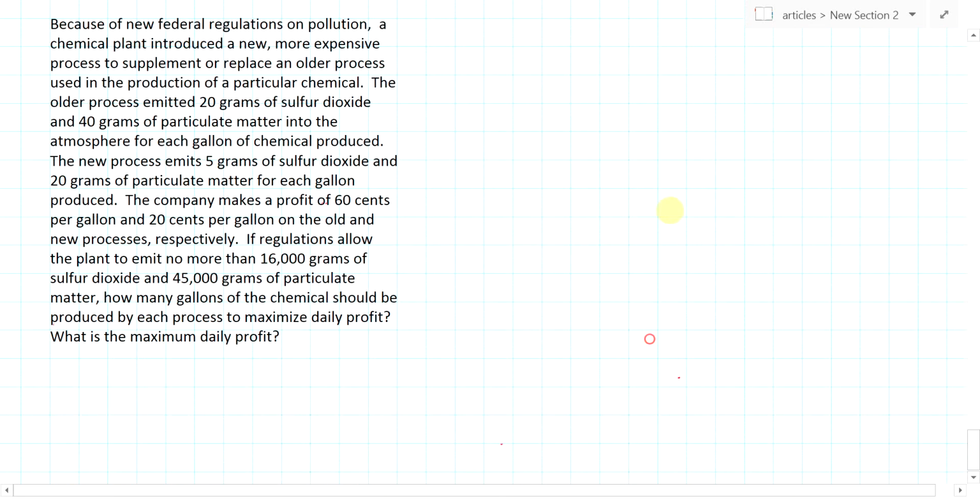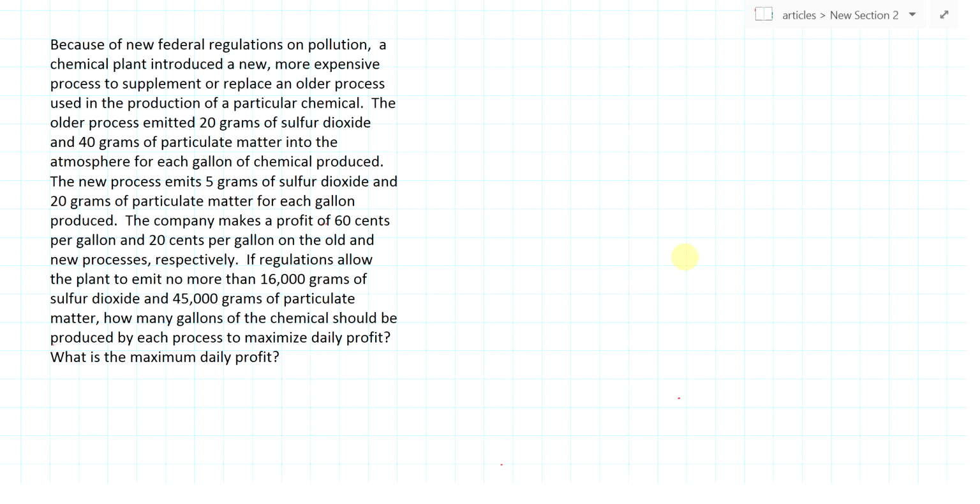Now, looking at our giant word problem here, it becomes a question of, well, how do we go from this huge word problem to using the graphing techniques to be able to answer it. So, because of the new federal regulations on pollution, the chemical plant now has to use a new, more expensive process to supplement or replace an older process making some kind of chemical.